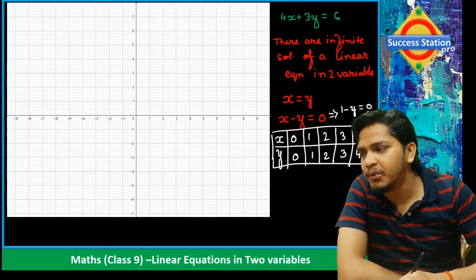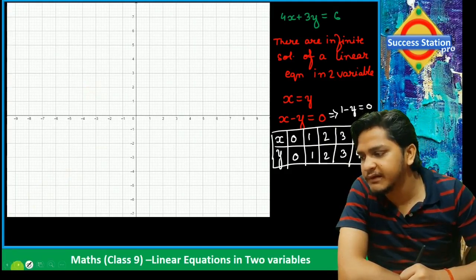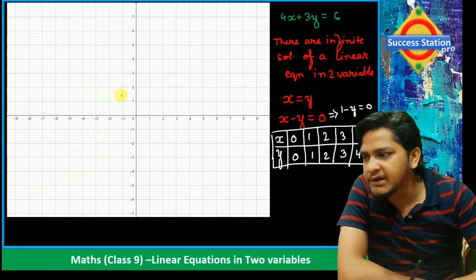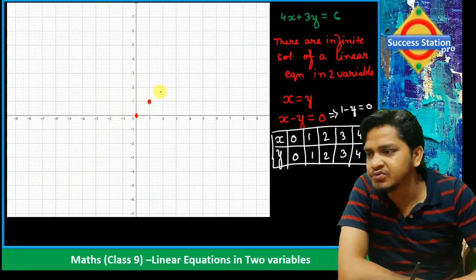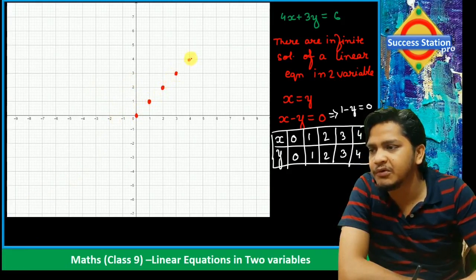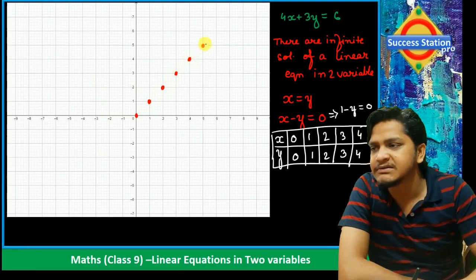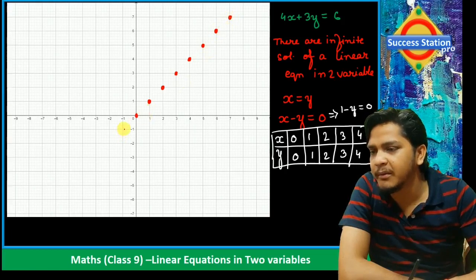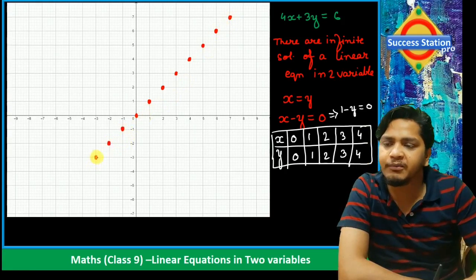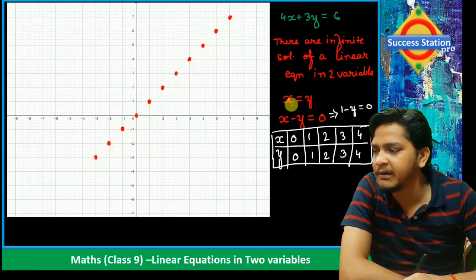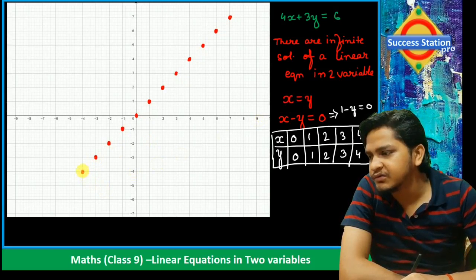If you plot the graph of this line, it will pass through 0, 0. This is point 1, 1. This is 2, 2. This is 3, 3. This is 4, 4. 5, 5. 6, 6. 7, 7. Minus 1, minus 1, because both are equal only. If I put x equal to minus 1, y will be minus 1 only. So what do you observe? If you join all these points, what do you observe?